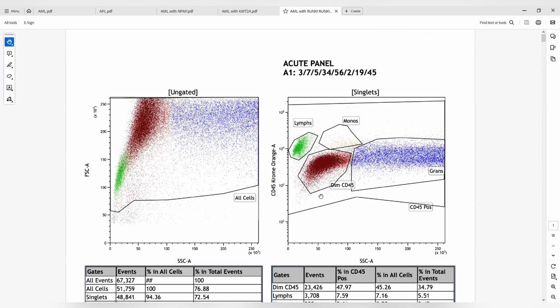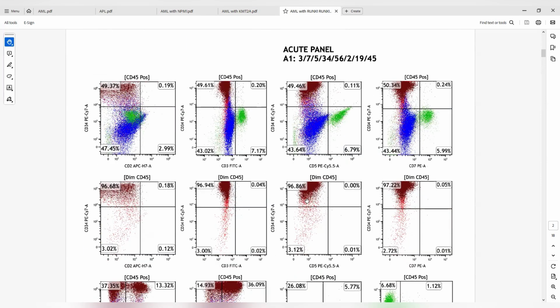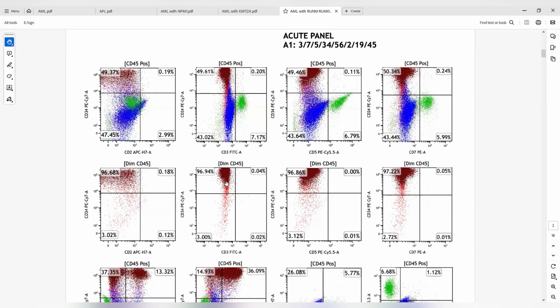Now, this is our last example for today. We do have this dim CD45 population. Here in blue, granulocytes, in yellow, monocytes, and here in green, we have lymphocytes. And this brown with background red population here is our dim CD45 population. This population is positive for CD34 because all the cells are above this line here. It's negative for CD2, CD3, CD5, and CD7.